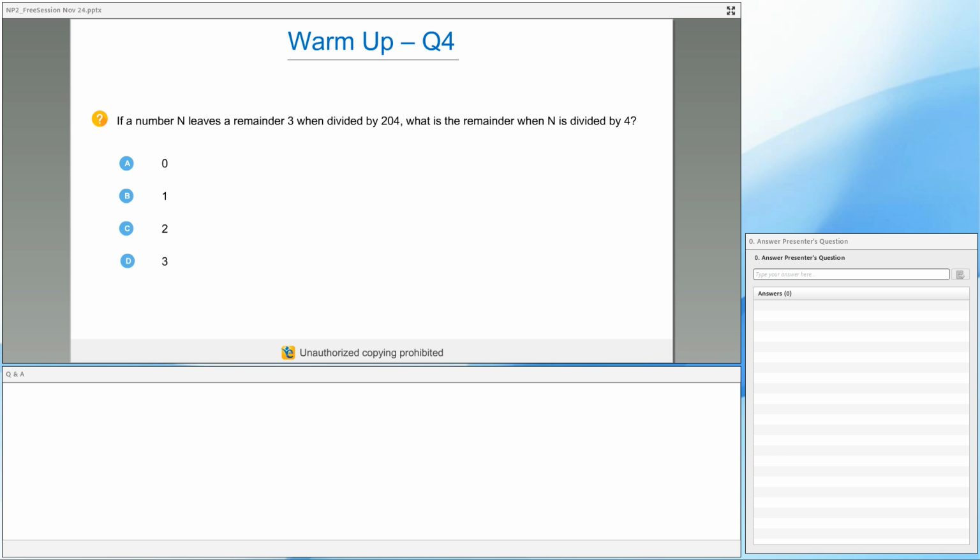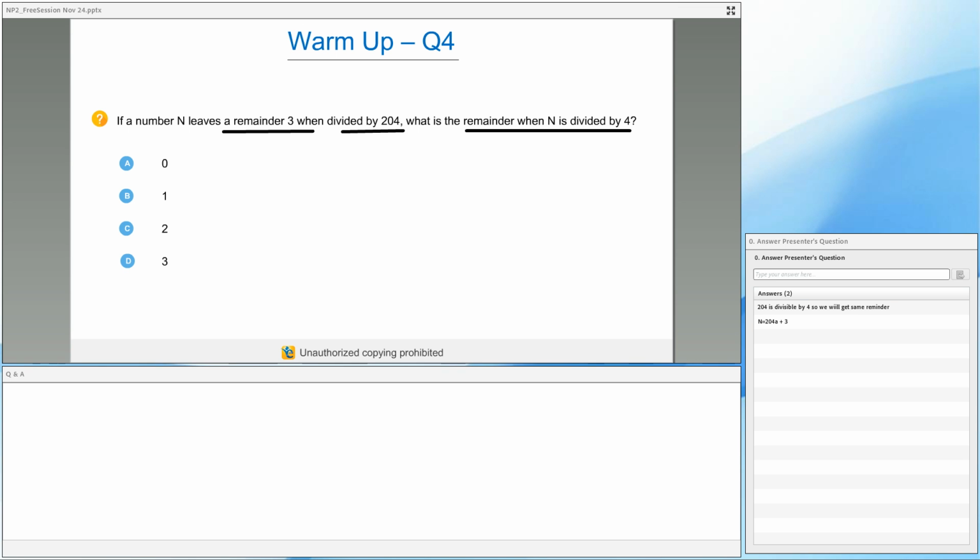So what concept should I use in this question? I've been given a remainder 3. I've been told the number that it is being divided by, and I need to find out what is in the number when n is divided by 4. So what is the concept that you need to use to solve this question? Obviously you cannot use the divisibility rule of 3, 4 and so on. So when a number is divided by another number, that's what I was looking for.